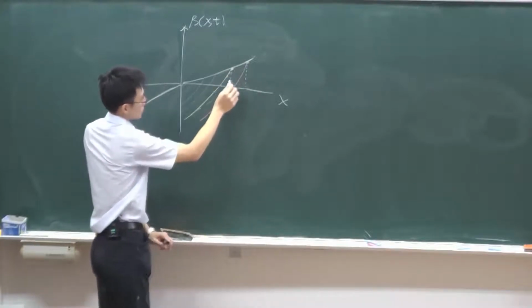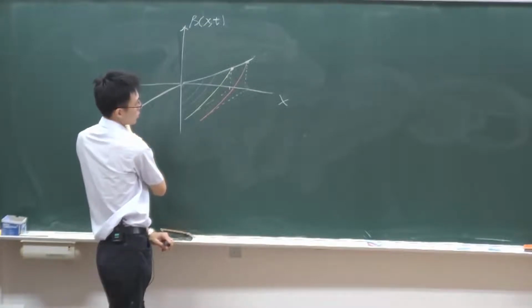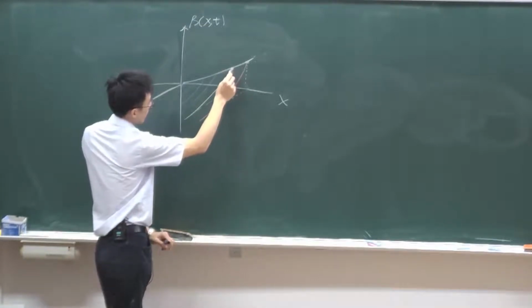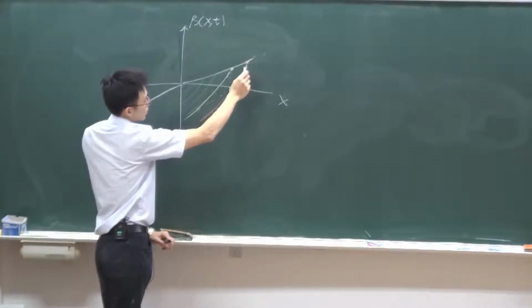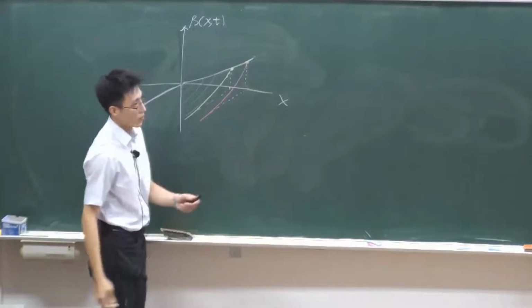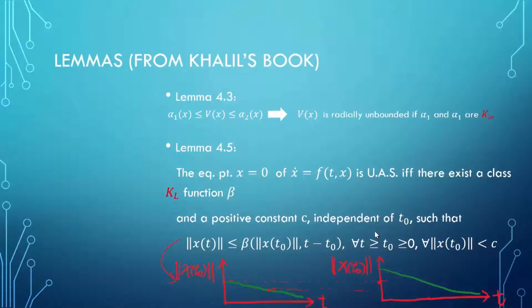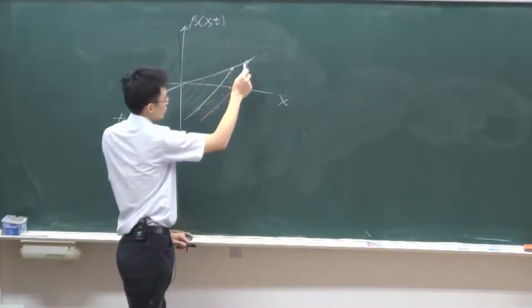If you fix x and you increase t, then its beta value will decrease, right? And if you start from here, again, for a larger x, or you can imagine for a larger initial condition x0, you can start from a higher value of beta, and it decreases along with time.